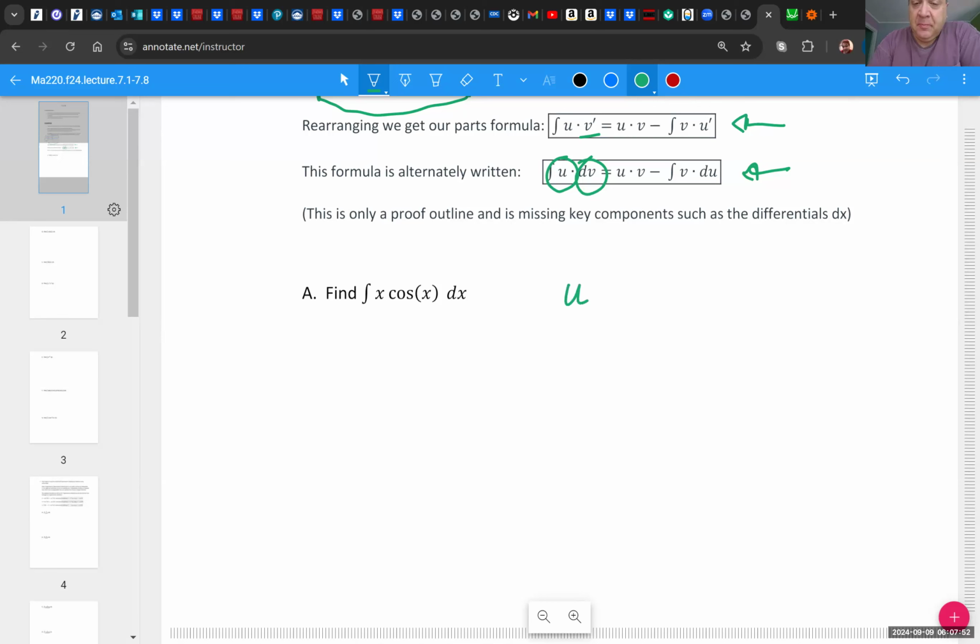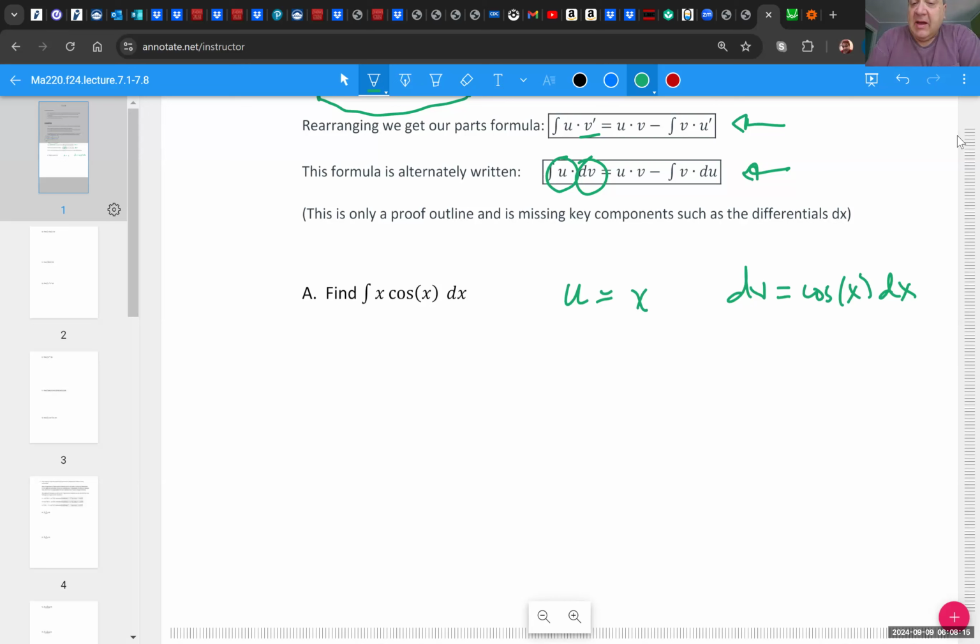So u can be part of this. Let's say it's the x part, and dv will be the rest. Now the rest is cosine x dx. So make sure you have that dx over there. I know it seems like it doesn't matter that much, but as I've said in previous videos, it matters more and more as we do more sophisticated techniques.